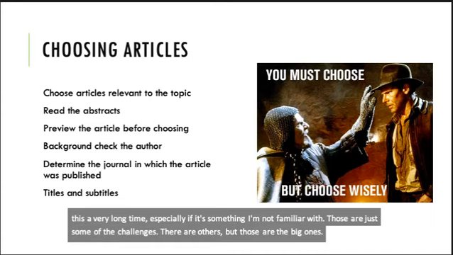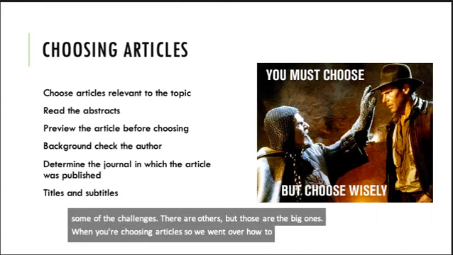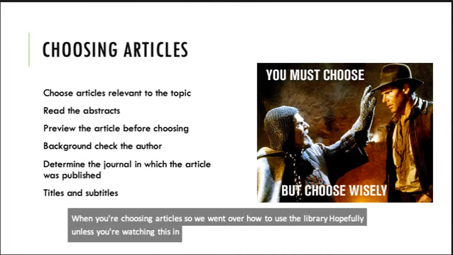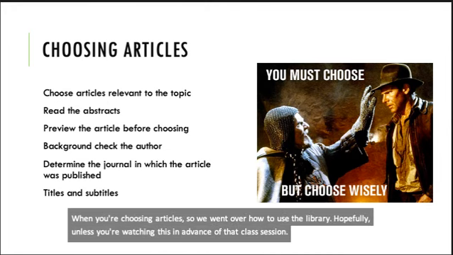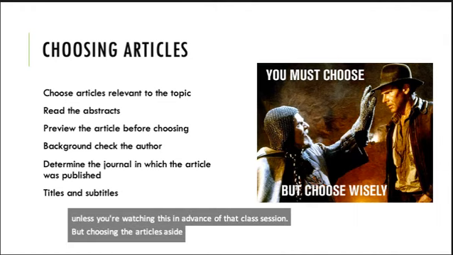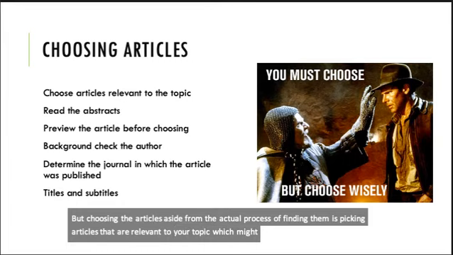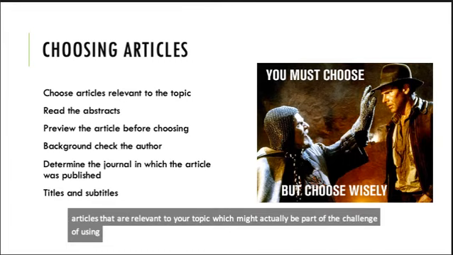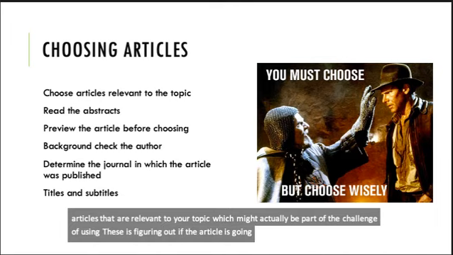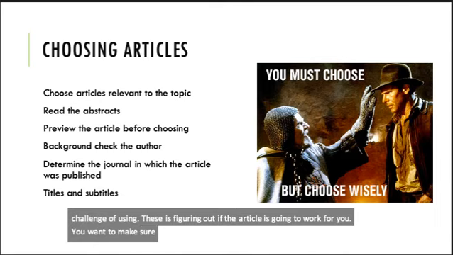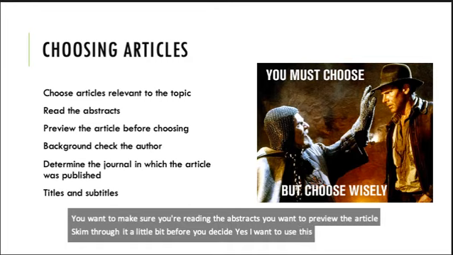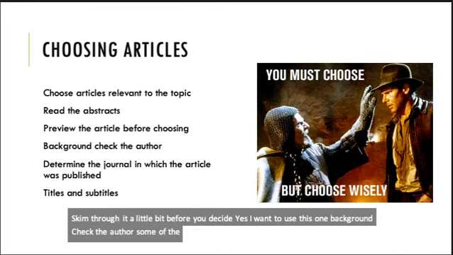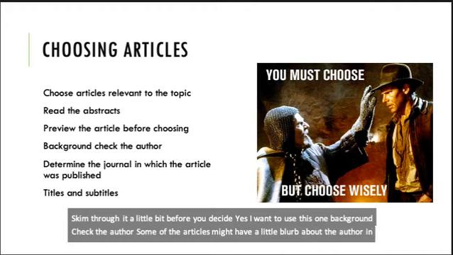When you're choosing articles, we went over how to use the library databases, hopefully, unless you're watching this in advance of that class session. But choosing the articles, aside from the actual process of finding them, is picking articles that are relevant to your topic, which might actually be part of the challenge, is figuring out if the article is going to work for you. You want to make sure you're reading the abstracts. You want to preview the article, skim through it a little bit before you decide, yes, I want to use this one. Background check the author. Some of the articles might have a little blurb about the author in them, but not all of them will.